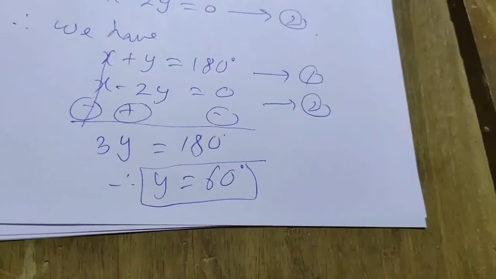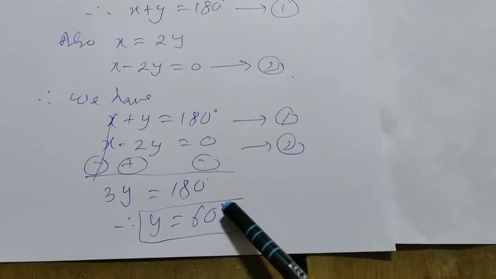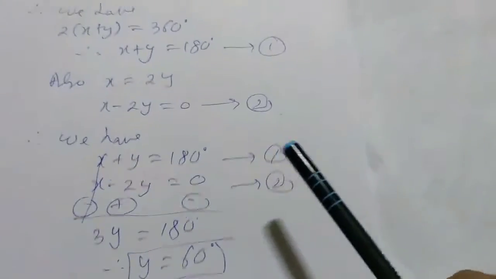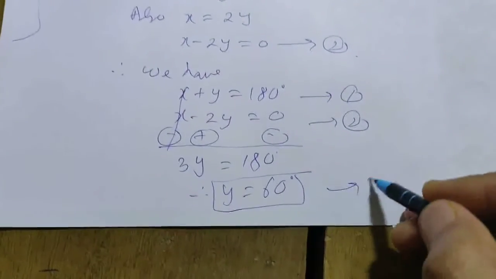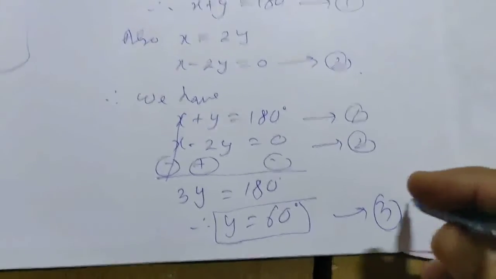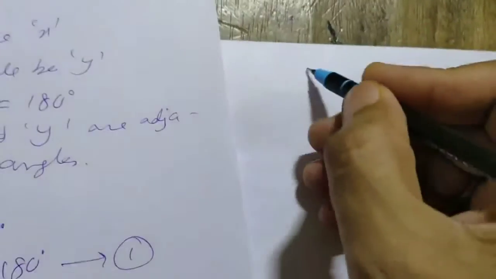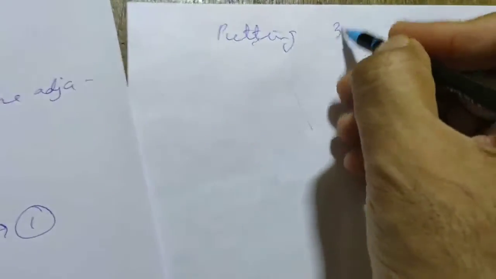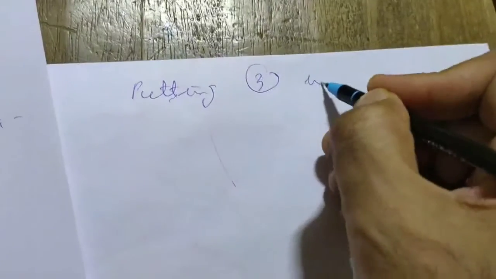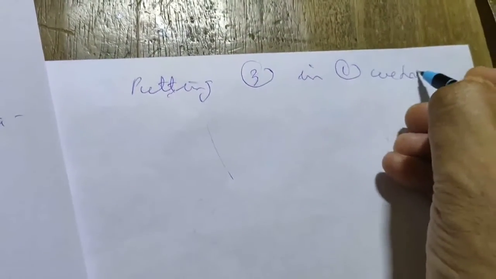So we have got y as 60 degrees. See, put the mark of degree here very carefully. Now what we will do, we will put this value y equals 60 degrees, let it be equation 3. Either you can put it in 1 or in 2. So let us do it here. Putting the third one in equation number 1.